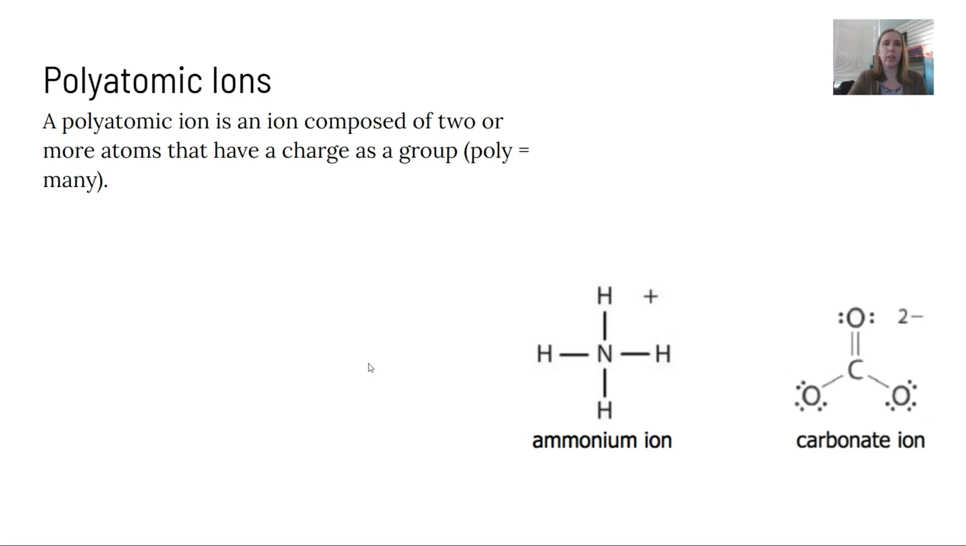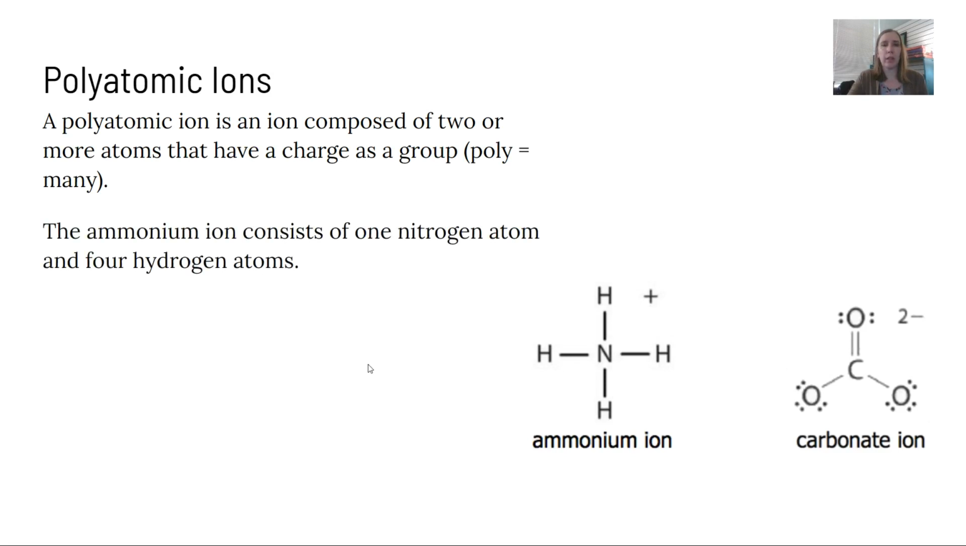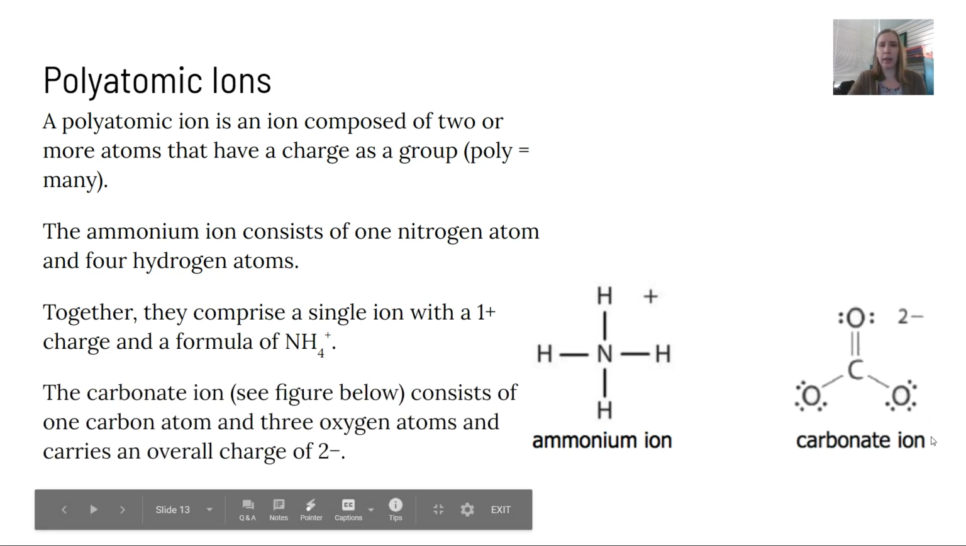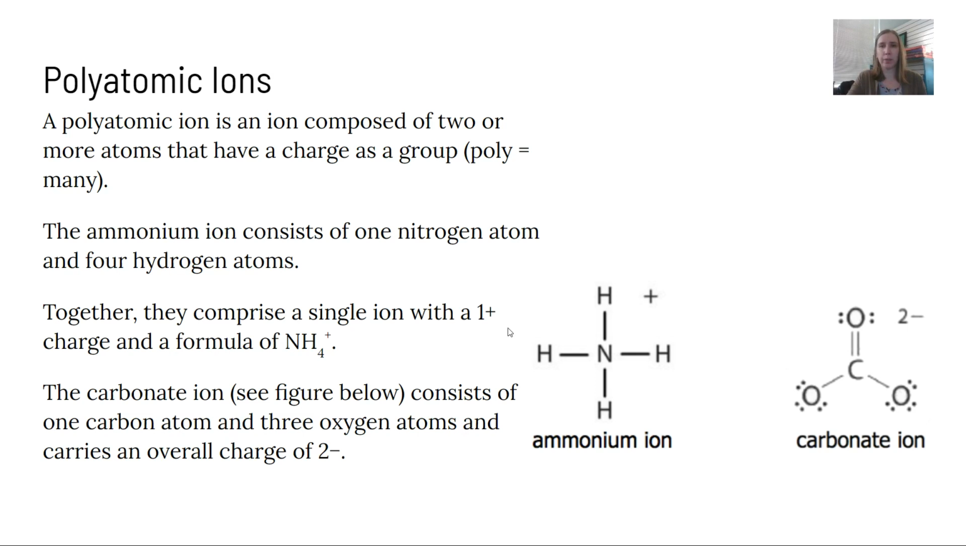Okay, so a note about polyatomic ions. A polyatomic ion is an ion composed of 2 or more atoms that have a charge as a group. Poly equals many. The ammonium ion, NH4+, consists of 1 nitrogen atom and 4 hydrogen atoms. Together, they comprise a single ion with a 1+ charge and a formula of NH4+. The carbonate ion consists of 1 carbon atom and 3 oxygen atoms and carries an overall charge of 2-. The formula for the carbonate ion is CO3 2-.